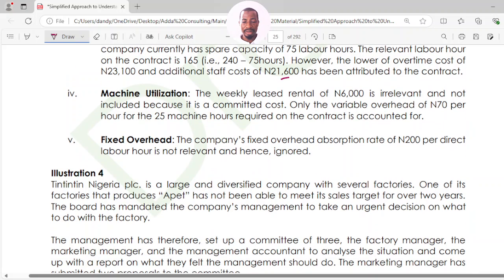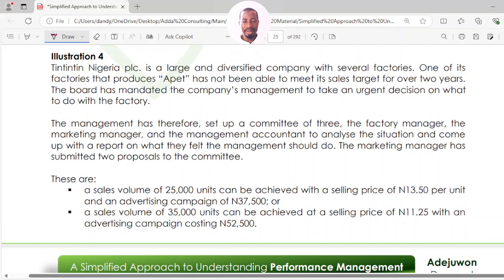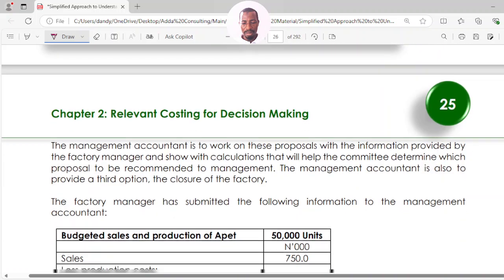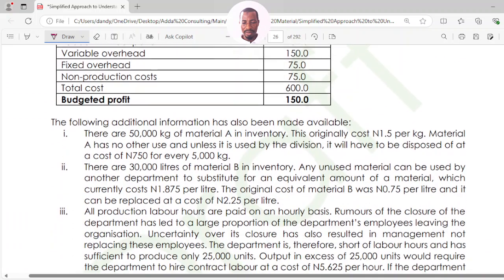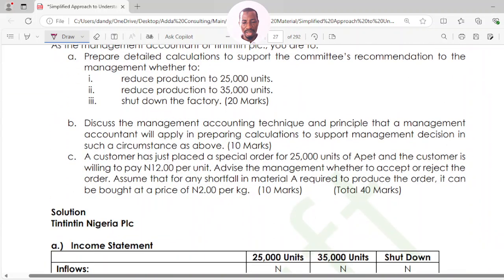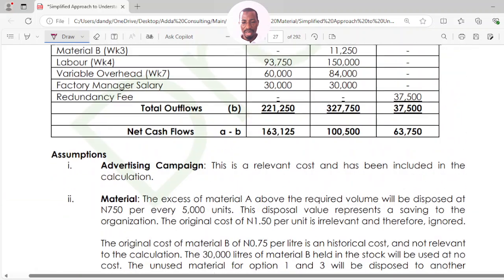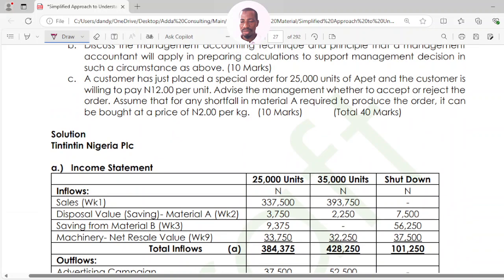So you can go through the material. There are other valuable, big illustrations that you can practice. There are also solutions in the material as well, in simplified form. So you can try illustration number 4. This illustration number 4 has been tested twice by ICAN. You can just go through the illustration, a very big question for that matter. I think it was 40 marks when the question was initially tested.